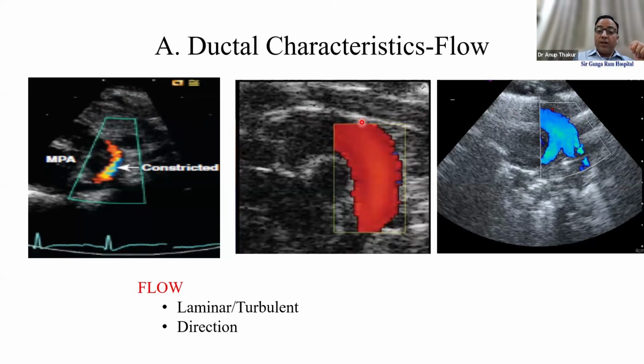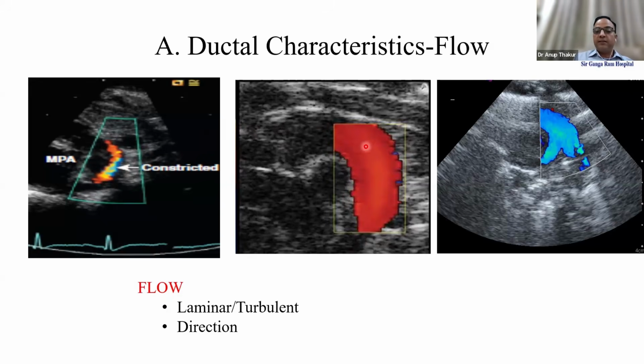A duct which is large will have a nice laminar flow. Laminar means nice, smooth, single color like this, like a red color. So this is a large duct. A duct which is small will have an orangish kind of hue like this, and you see this speckling at the duct. So this is a small duct. Okay. So it is showing speckled color. This is a large duct, so it's showing a nice laminar flow.